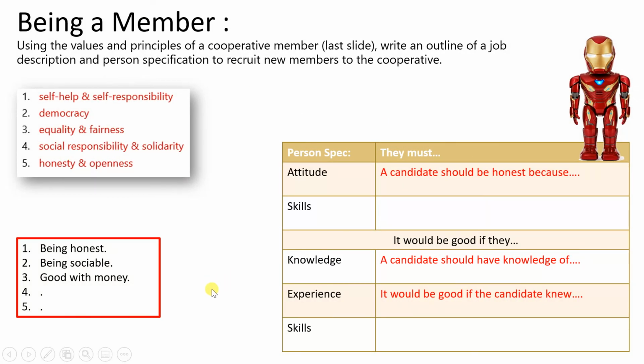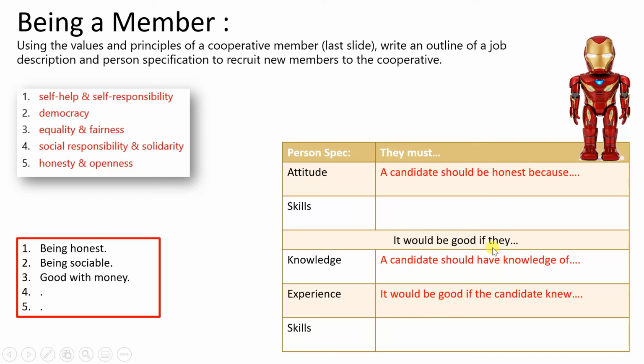So now we're doing the same process about the principles. We're looking at putting them into the person spec. So here's an example. We've got the candidate must. A candidate must be honest, but we want a reason for it. A candidate must be sociable, because that could be in the skills. And in the second section, it would be good if they.